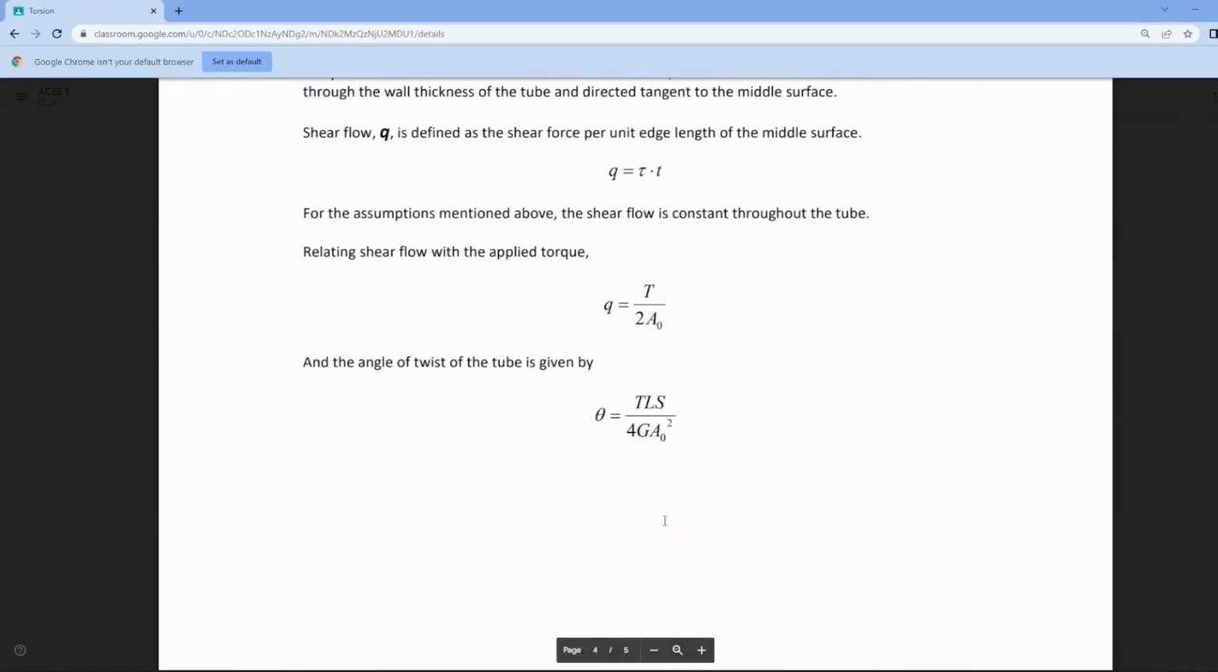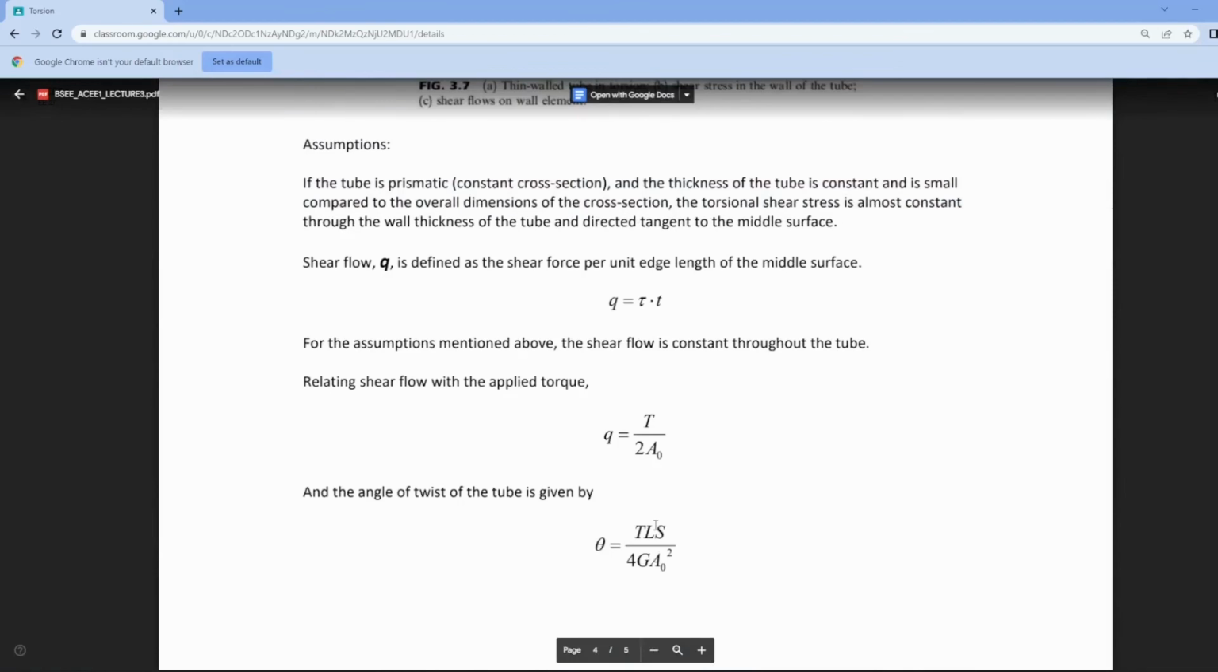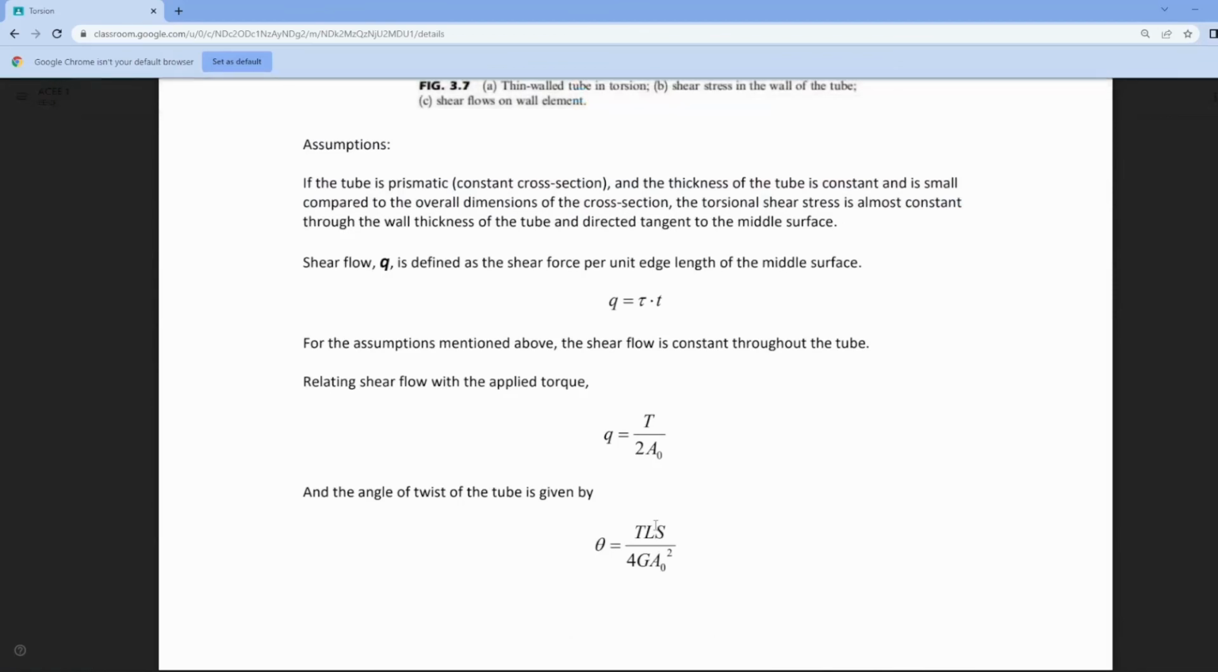And then we have the sample problem. Okay, so that's the end of the lecture on torque, guys. Thank you.